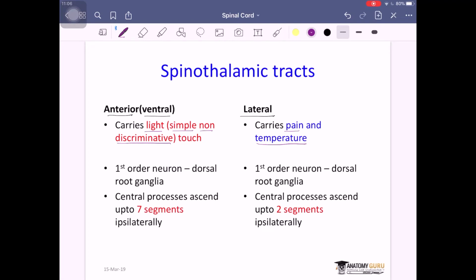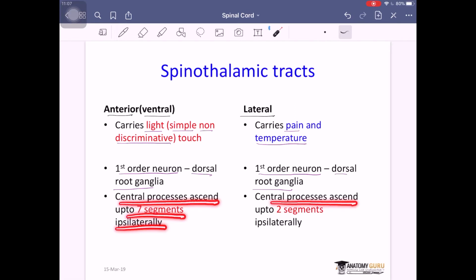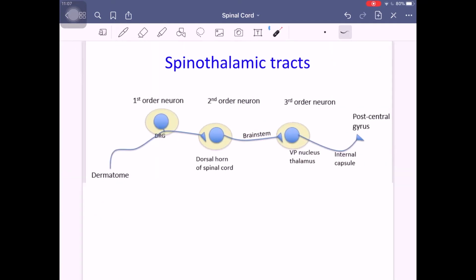Now we are putting them side by side so that we can compare how both tracts ascend. For both, the first order neuron is the dorsal root ganglion, so there is no change in that. Then you have your central process. The peripheral process brings the information, and the central process will not relay directly. The central process of the ventral tract ascends up to 7 segments on the same side, whereas here the central process ascends up to 2 segments on the same side. Immediately it will not synapse; it comes inside and then climbs up. In the ventral or anterior tract it climbs 7 spinal segments, and here it climbs only 2 segments on the same side.